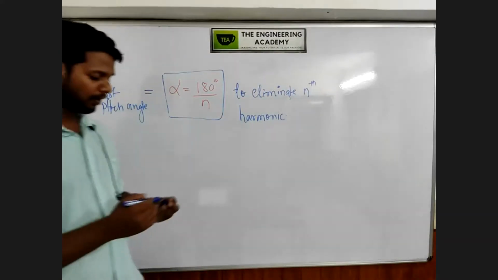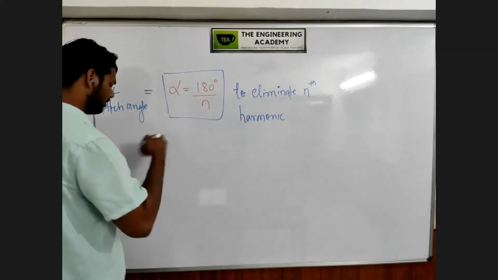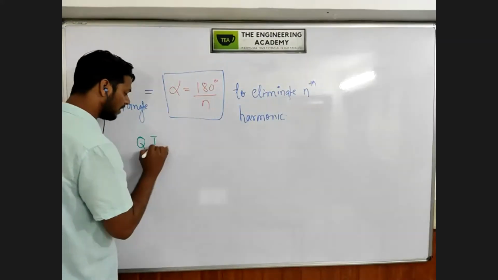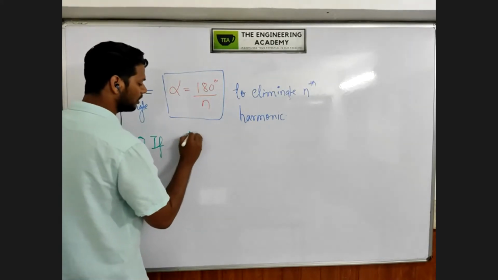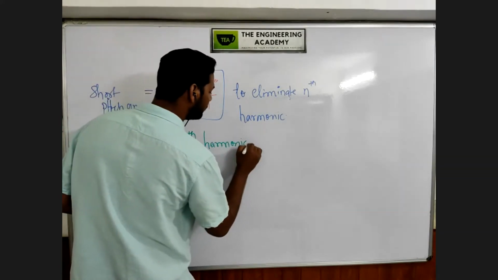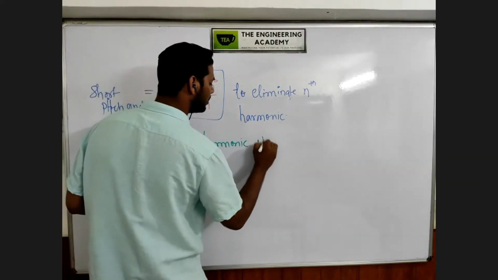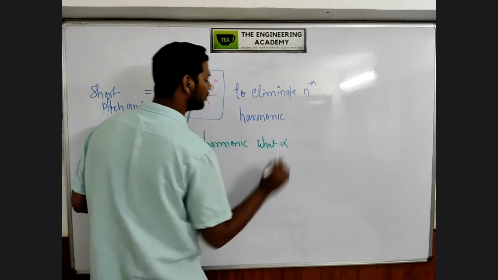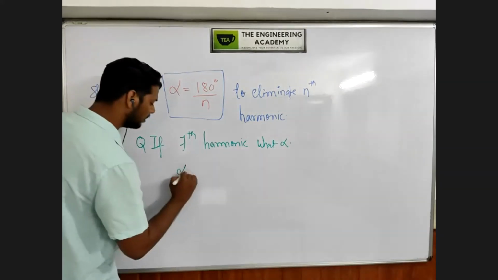I have one question for you. If I have to remove the seventh harmonic, this is a very important formula. So what will be the value of alpha? 180 by 7.